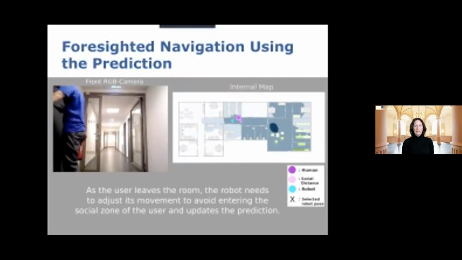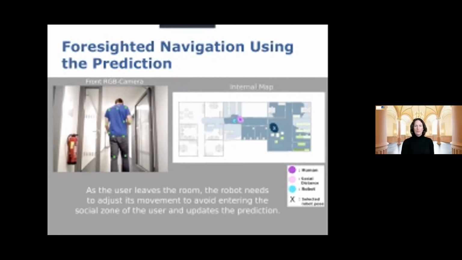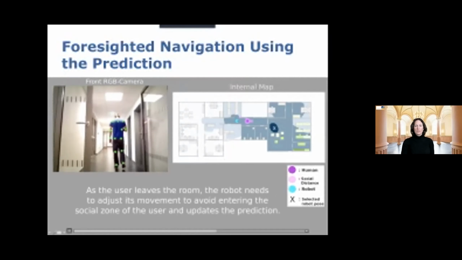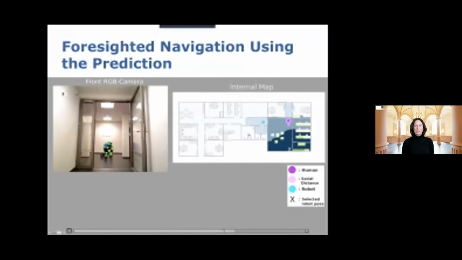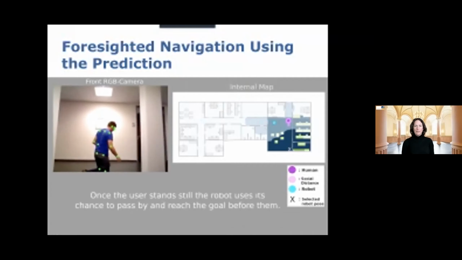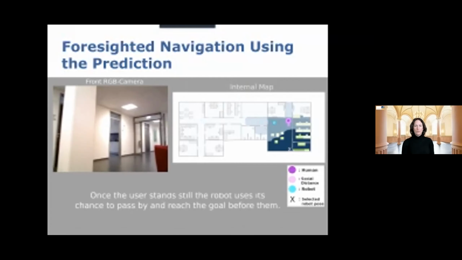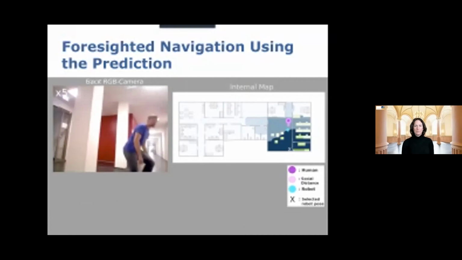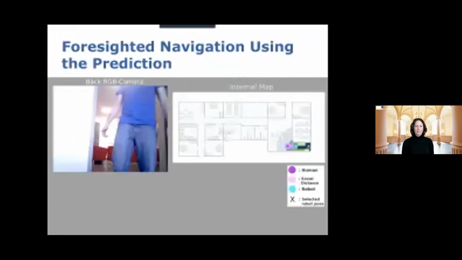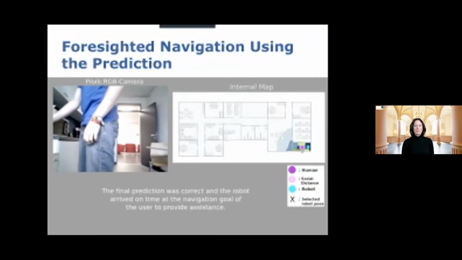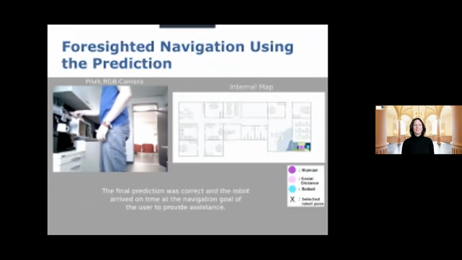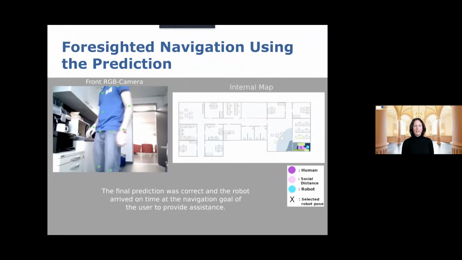But then the user again comes out of this room, and the navigation goal should be somewhere here. The robot then takes the opportunity to overtake the user and arrive at the navigation goal faster than the user, since the prediction was correct in this case. So you see, even if the prediction is sometimes not correct, the robot can adapt its prediction and adapt its behavior and then reach the navigation goal faster than the user, so it would be able to quickly provide service if needed.